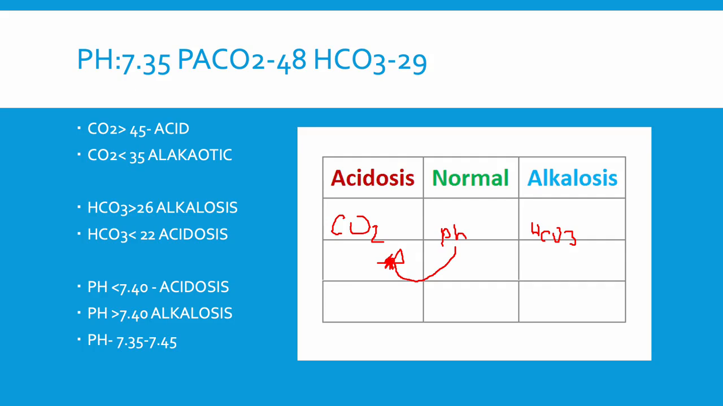Now, is there compensation going on? Yes. Why is there compensation going on? Because the bicarb is also out of whack. But what type of compensation do we have going on? We have full compensation going on. And how do we know that? Because the pH is normal. If the pH is normal, there is full compensation going on. So the answer is respiratory acidosis with full compensation.